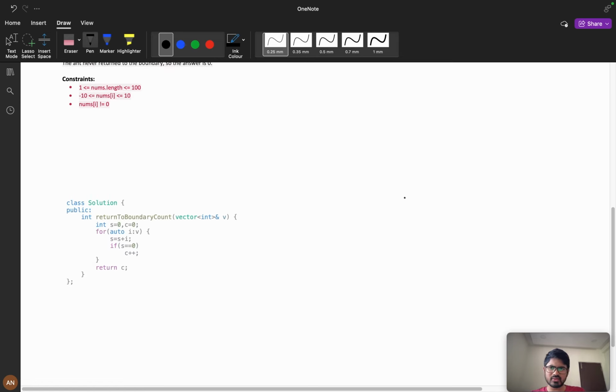So you can try coding it yourself. I think you have tried it. Now let's see the coding part. S is equal to 0 and count is equal to 0. We will iterate and calculate S is equal to S plus i. If we are reaching the boundary, that means we went left and right, and at some point we reached the boundary. So we increment the counter, and we return the count.